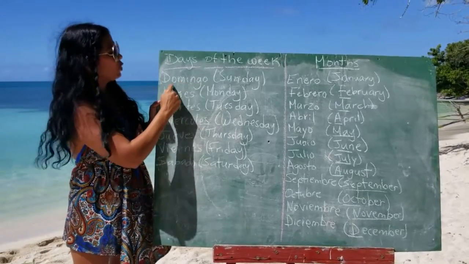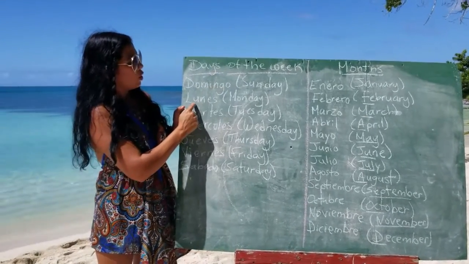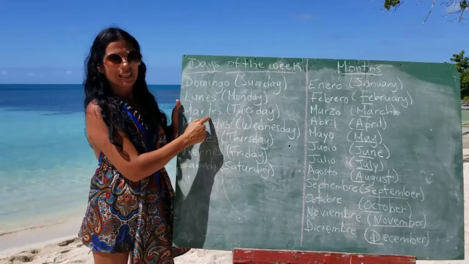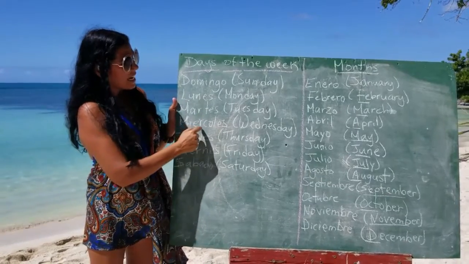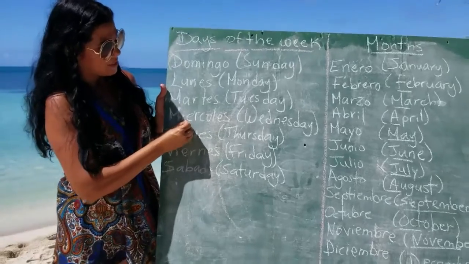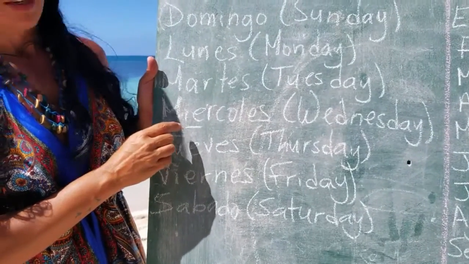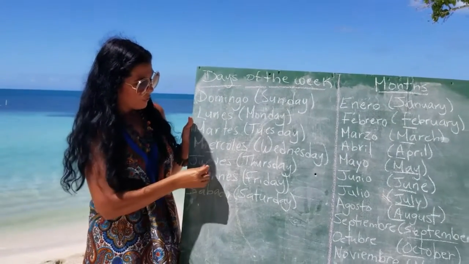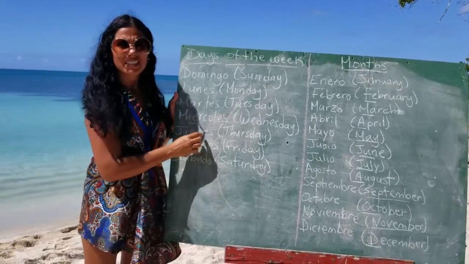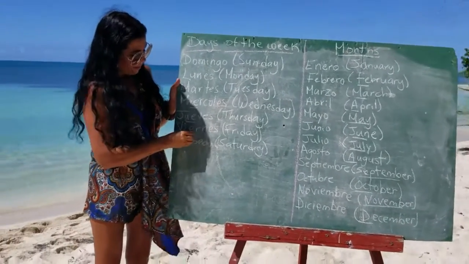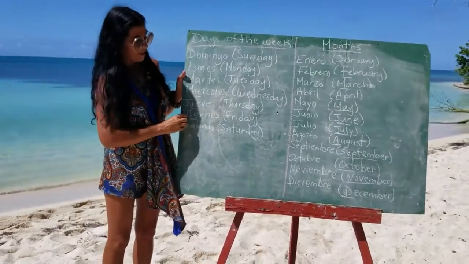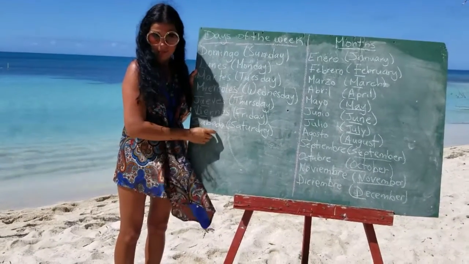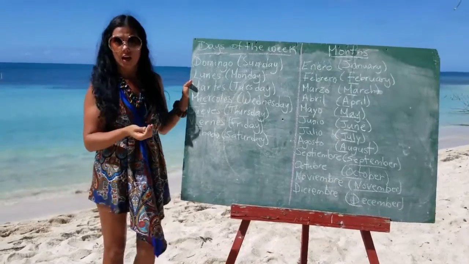Domingo. Lunes. Martes. Miércoles. This could bring some difficulties. Two vowels together. Jueves. Here, two vowels together again. Viernes. And sábado. So now let's continue with our months.